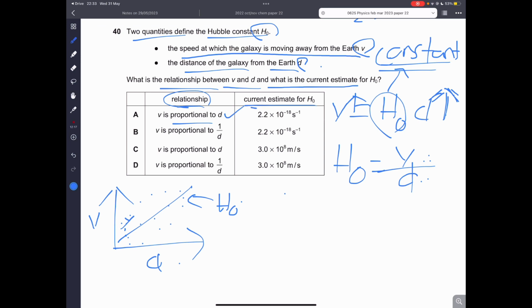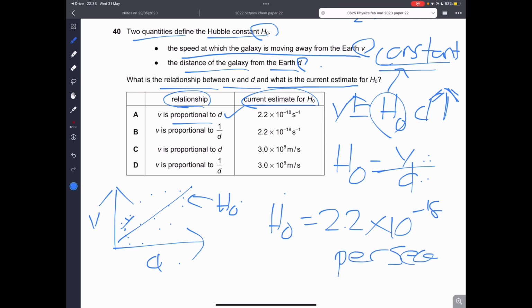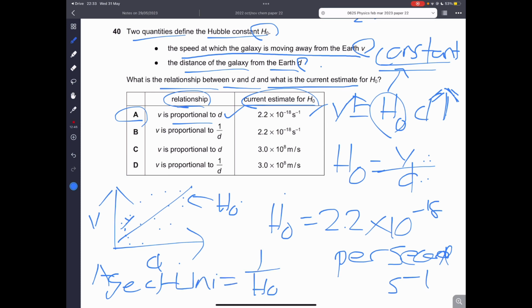And the current estimate for H0, remember the Hubble constant, you have to remember this by heart. It is 2.2 multiplied by 10 to the power negative 18 per second, or s to the power negative 1, whatever you want to write it. But you have to remember this value by heart. And remember, if you want to find the age of the universe, it is basically the inverse of the Hubble constant.